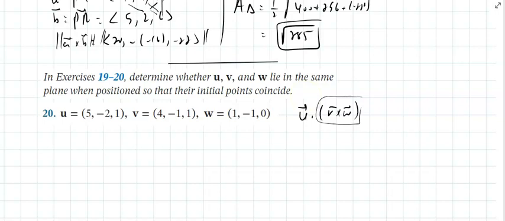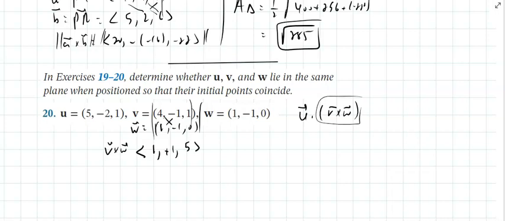So let's see. V cross W would be, you could list them under here. You could list 1, negative 1, 0, and you could do the determinant of that. So the cross product V cross W will be 0 minus a negative 1 is 1. The J component will be negative 0 minus 1, so that's a plus 1. And the K component would be a negative 4 plus 1 is 5 there.